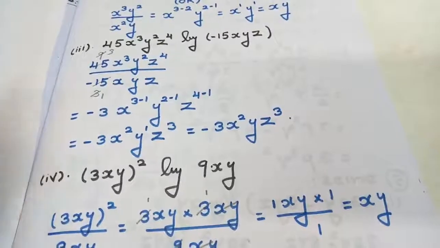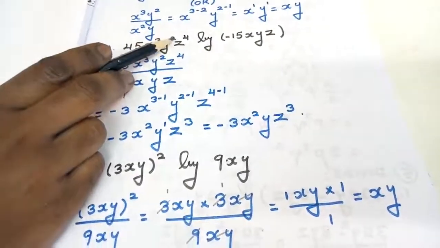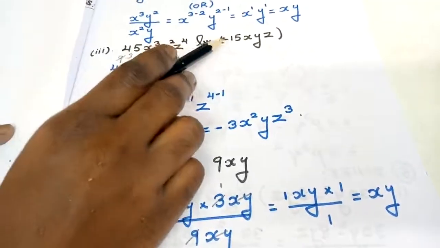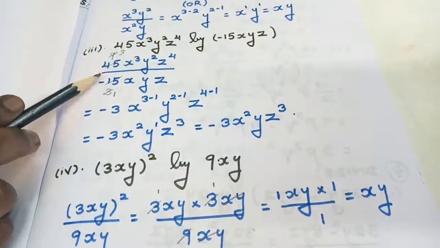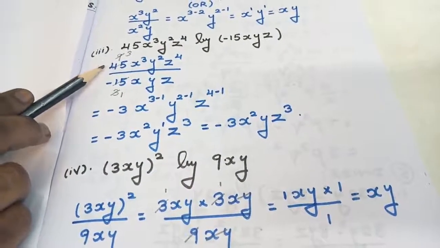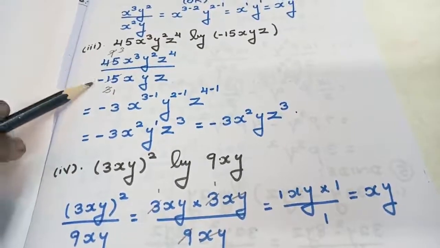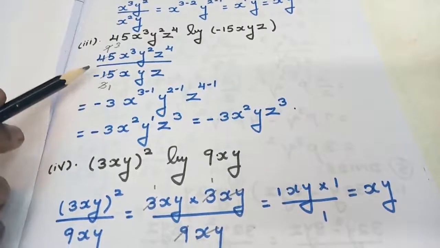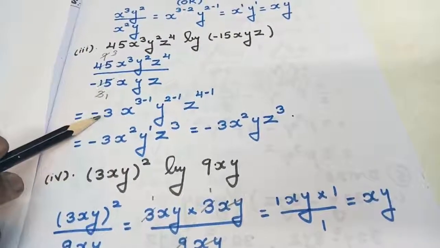Question number 3, they have given you 45x cube y square z to the power 4 by minus 15xyz. Now we are going to divide this particular value, students. While I am dividing, first I am going to check the sign. Top one is positive and bottom is negative. Plus divided by minus, you will get minus. 15 3s are 45, if you cancel, you will get the value as 3.